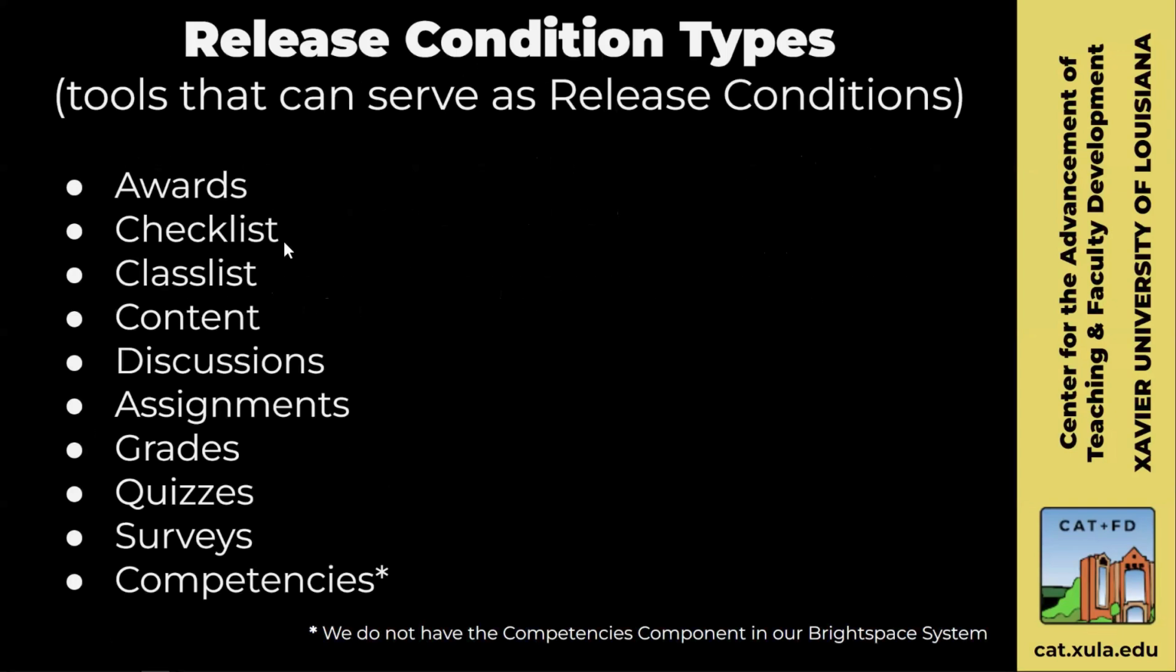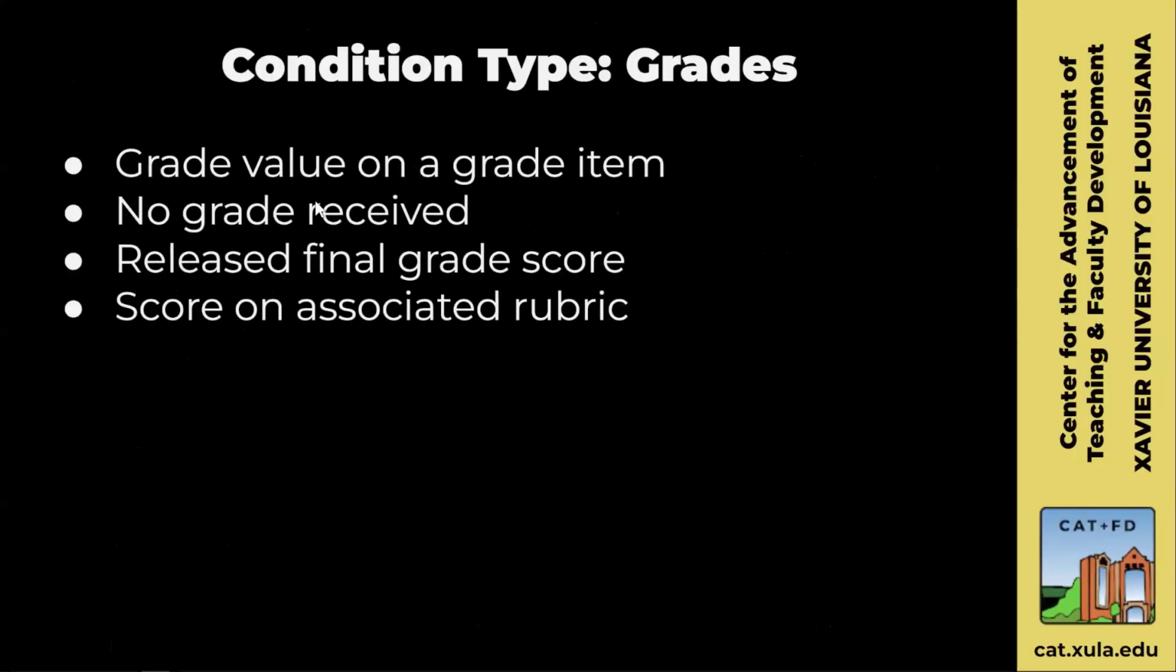And so these tools can serve as a release condition. I'm not going to get into the details of those, but I do want to point out, if you're using the condition type grades, your options are grade value on a grade item, or no grade received, released final grade, or a score on an associated rubric.